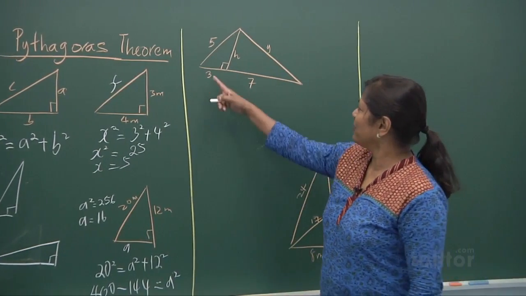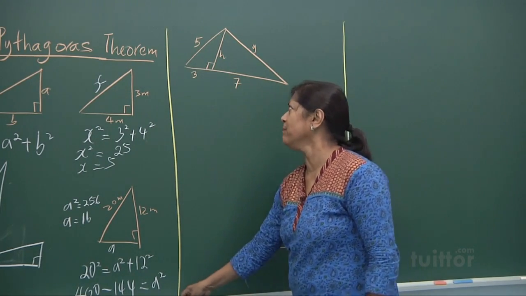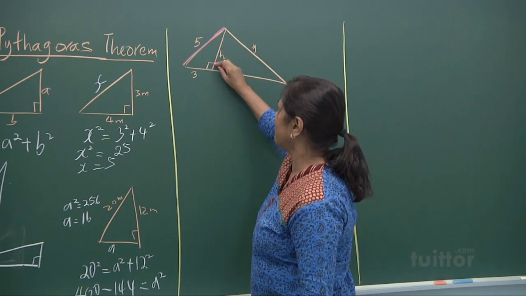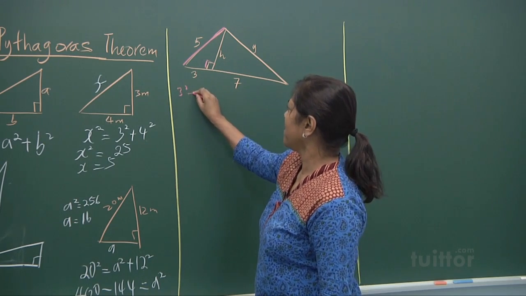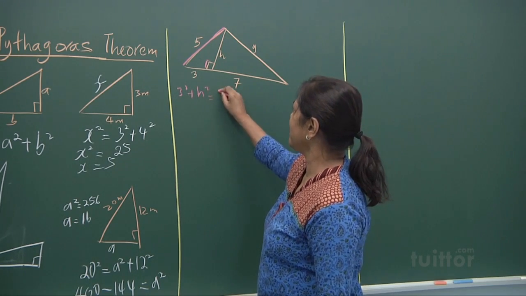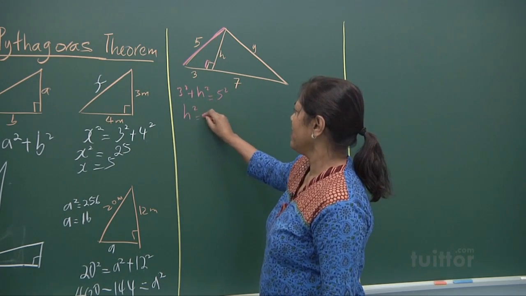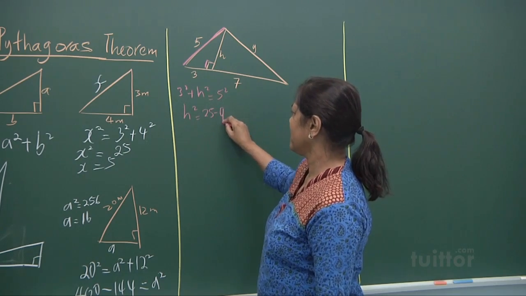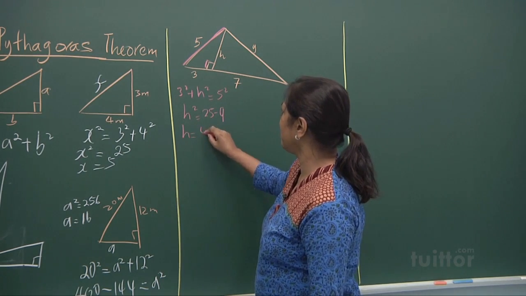Alright, now we look at 3, 5, and this is h. What is h going to be? Well, this is going to be the hypotenuse facing the 90 degrees, right? 3 squared plus h squared is 5 squared. And that means your h squared will be 25 take away 9, and that's equal to 16. So your h is going to be 4.